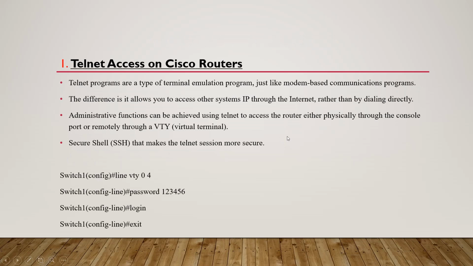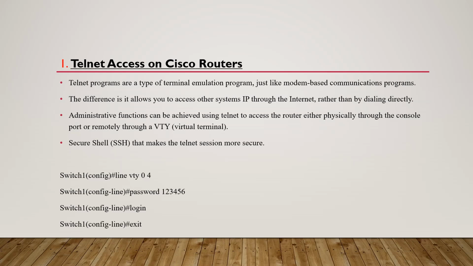The first one is telnet access on a Cisco router. We need to know what telnet is. Telnet is a protocol that produces a command line interface, like a terminal or the Windows CMD, for communication with a remote server or the local host server. Telnet programs are a type of terminal emulation program, like modem-based communication programs. The difference is that it allows you to access other systems' IP through the internet rather than by dialing direct. Admin functions can be achieved using telnet to access the router either physically through the console port or remotely through virtual terminal. SSH makes the telnet session more secure.